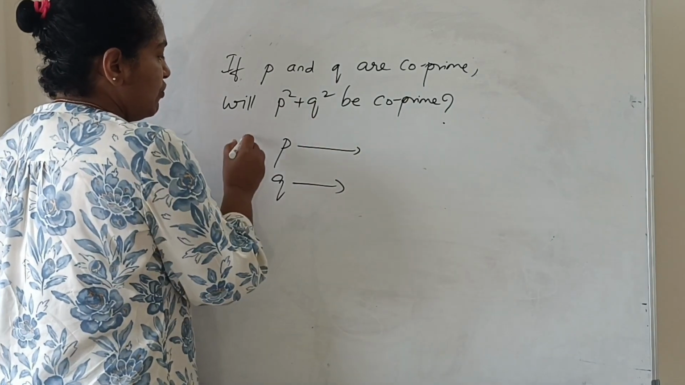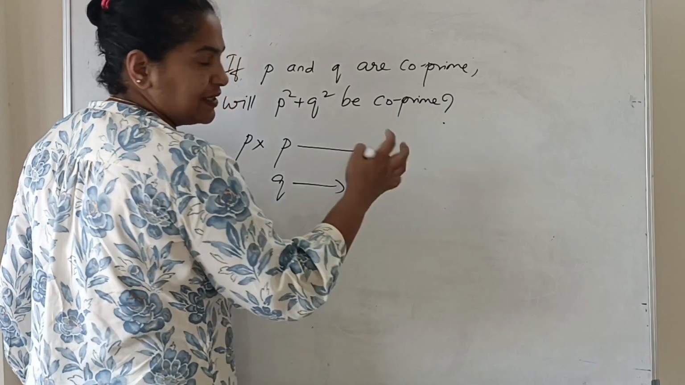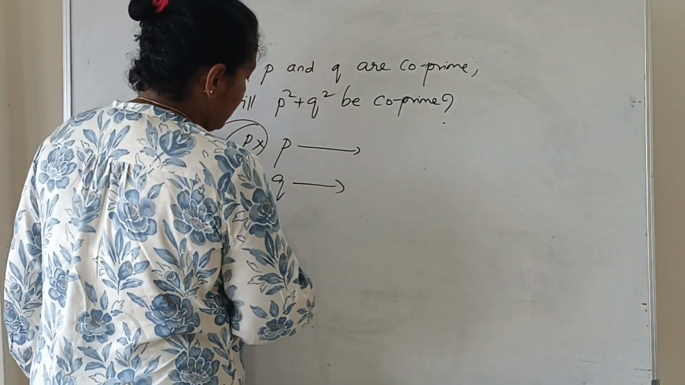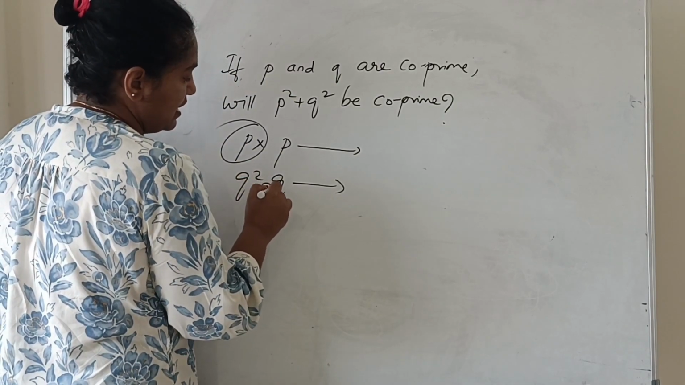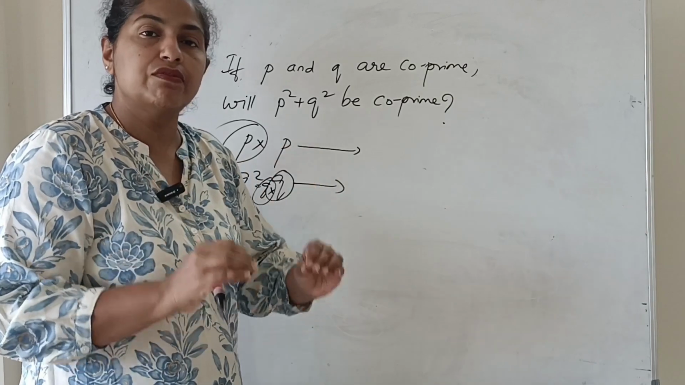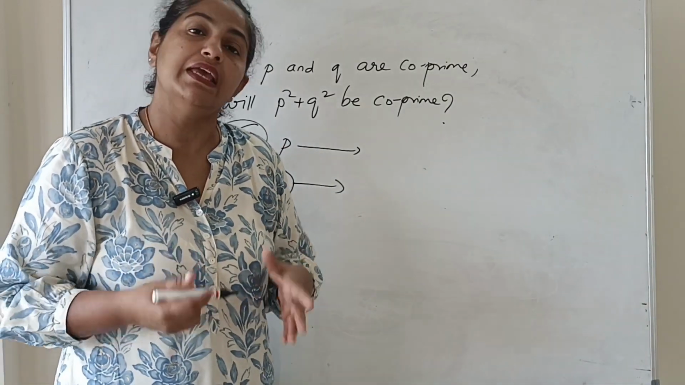In the case of p square, what is really happening? p into p, which means it has the same factors, but written one more time. In the case of q square, what you are getting is the factors of q just written one more time. So again, p square and q square will not have any common factors, so they will always be co-prime.